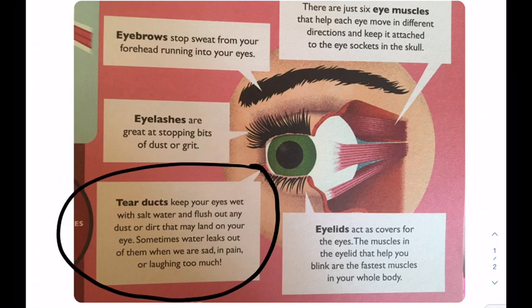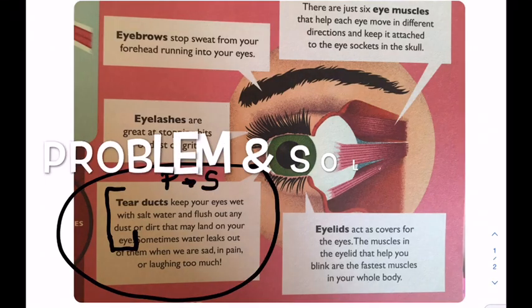If you think about this section, you can notice 2 structures. In the first sentence, it talks about how tear ducts keep your eyes wet with salt water and flush out any dust or dirt that may land on your eye. If you think about it, the dust and the dirt are a problem. The tear ducts create tears to flush them out. That could be a problem and solution relationship.